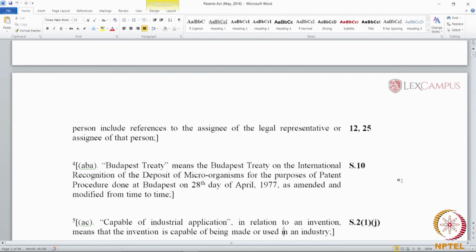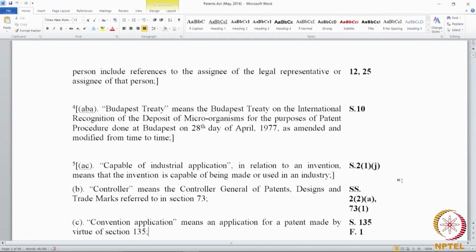It means the Budapest Treaty on the International Recognition of the Deposit of Microorganisms for the Purposes of Patent Procedure, done at Budapest on 28th day of April 1977, as amended and modified from time to time. Again, this is a special definition. So, the special definition is defined in the clause itself. Now, if you look at capable of industrial application, it appears in the definition of an invention under section 2(1)(j).